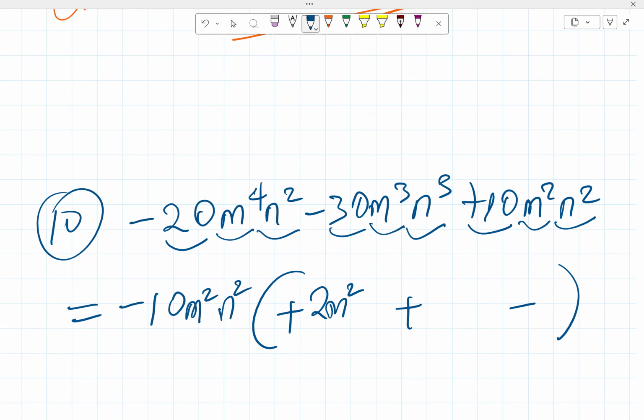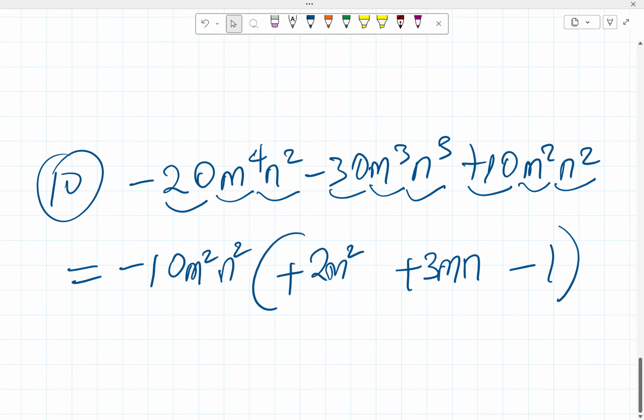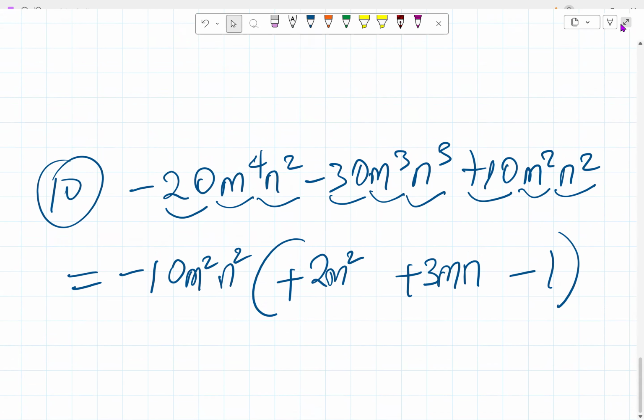And then for this other one, now we have minus 30 divided by 10, that is plus 3. So m cubed, m squared, m squared will cancel m squared, we have 1m left. Then n squared, n cubed, n squared will cancel n squared, so we have 1n left. And lastly, plus 10 divided by minus 10, that will be minus, like we've already taken care of. M squared divided by m squared, 1. N squared divided by n squared, 1. So we basically have that result. So with that, we are good with that.